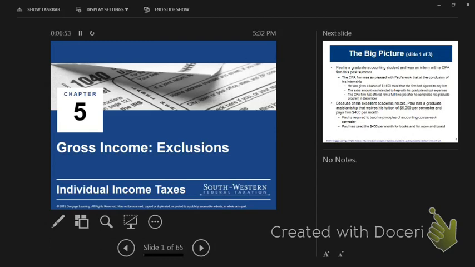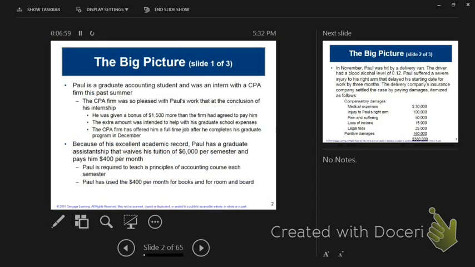Okay, so this week we're going to be talking about what we're going to exclude. What are we not going to include in those numbers on the front page of the 1040? So in this one, Paul's a graduate accounting student. He was also an intern this past summer, and the company was pleased with him, so they gave him a bonus. They agreed the extra amount was intended to help him pay for graduate expenses. They also offered him a full-time job starting in December. He got a graduate assistantship that waived his tuition and paid him $400 a month. He's required to teach a class, and he used the $400 a month for books, room, and board.